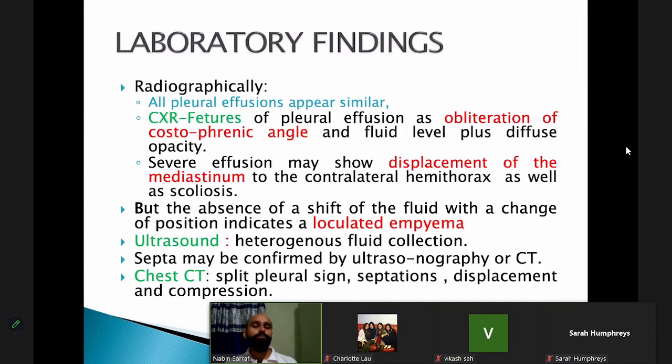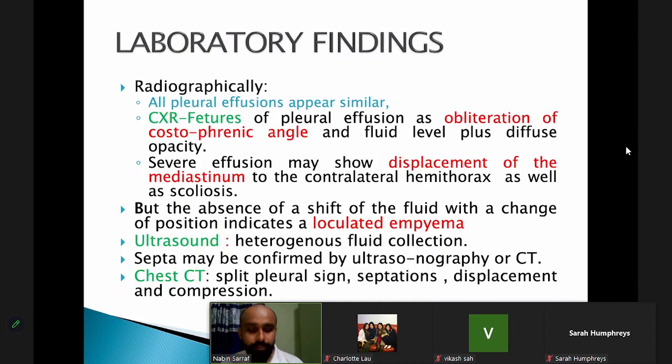Well, talking about laboratory findings, keeping that case scenario in our mind: at the beginning, there was a case of a 7-year-old female presenting in OPD with symptoms of bacterial pneumonia, with decreased breath sounds and bronchial sounds. So now, radiographically, how are we going to differentiate that? First of all, I'm going to talk about the radiographic findings.